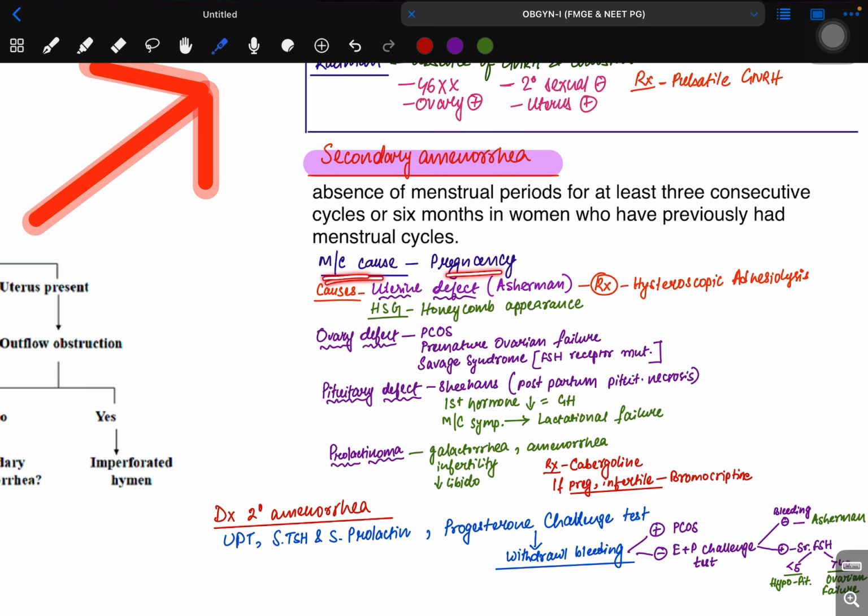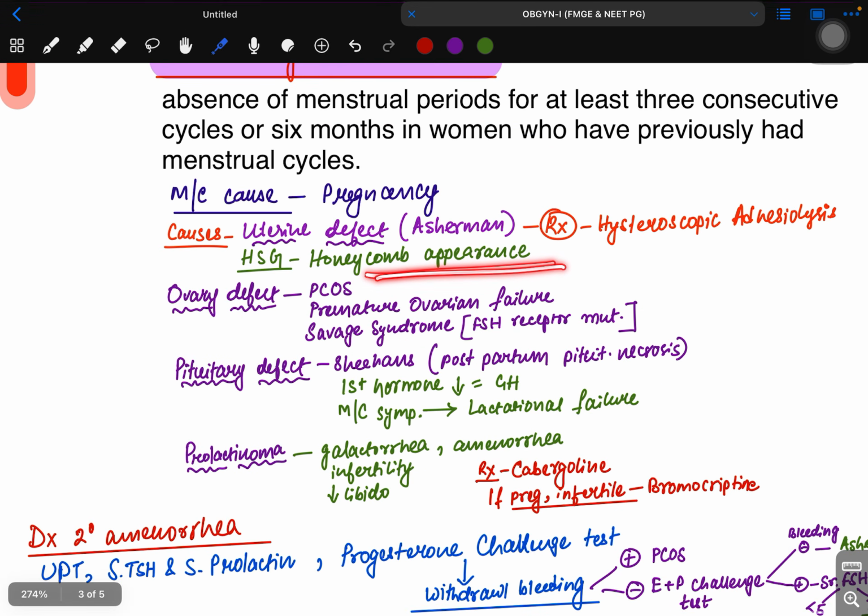It is pregnancy. The causes may be uterine defect, like Asherman syndrome. What is the treatment for Asherman syndrome? It is hysteroscopic adhesiolysis, and on hysterosalpingography we will find a honeycomb appearance. Ovary defects may be PCOS, or premature ovarian failure. There can be Savage syndrome. In Savage syndrome, there is FSH receptor mutation.